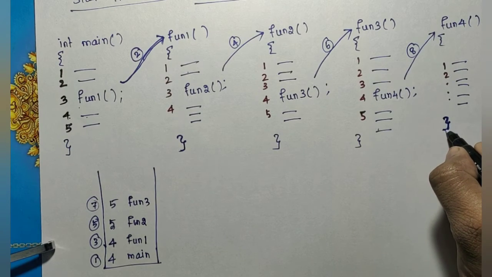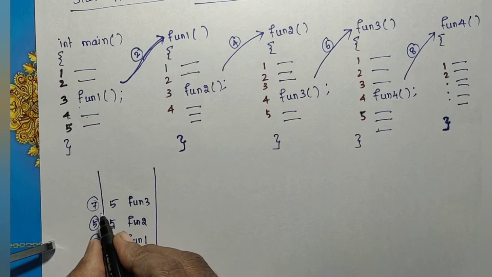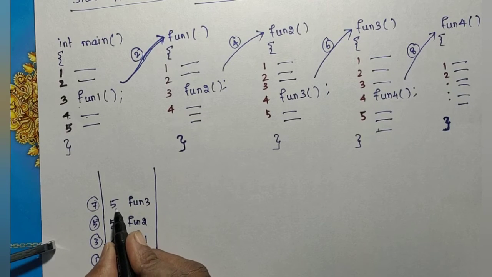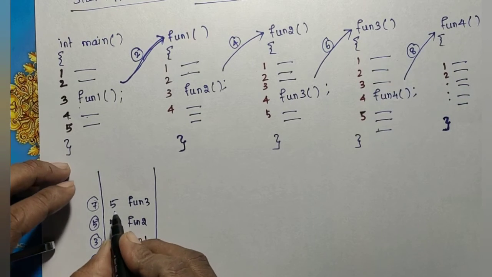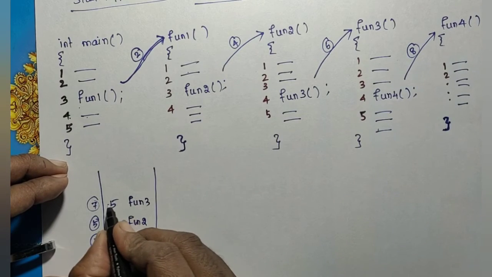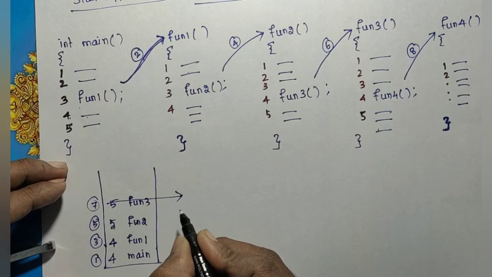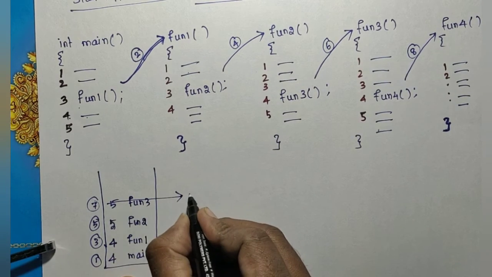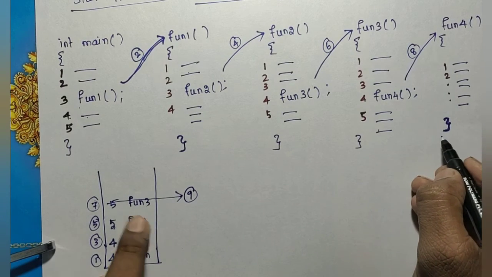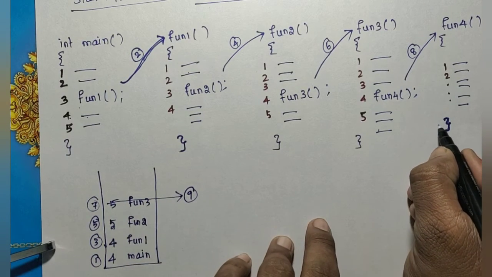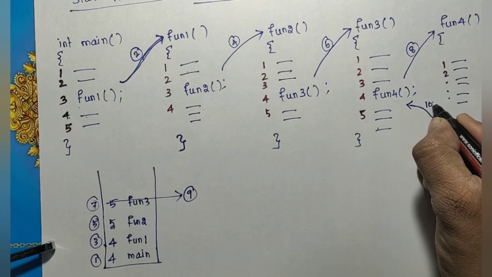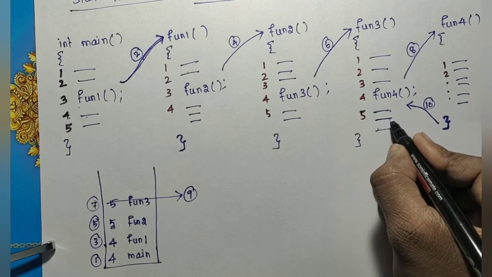So when we reach the end of the function, it looks at the stack. It asks the stack, I want to return. The stack will return the recently inserted information. What is the recently inserted information? Fifth line of function 3. So after executing this, it will pop one element, the reference where it needs to return. So fifth line of function 3, that happened as the ninth step. By referring to 5 fun3, it will return to that caller. That is the 10th step.